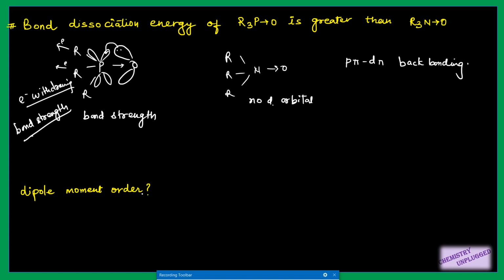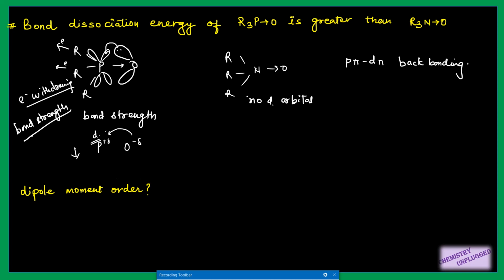Next, they can ask you about the dipole moment order. Means they can ask you which will have higher dipole moment. So when, suppose in the starting, this phosphorus is giving electrons to oxygen, it will have slightly positive charge, and this oxygen has, suppose, negative charge. Now this oxygen will give its electron to this phosphorus in d orbitals, and its positive charge will decrease, right? So when positive charge decreases, what will happen? Your dipole moment will decrease.